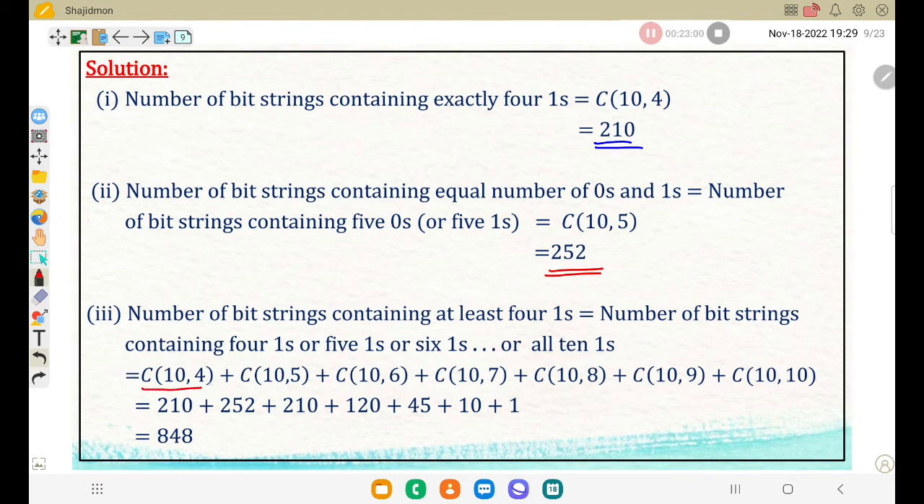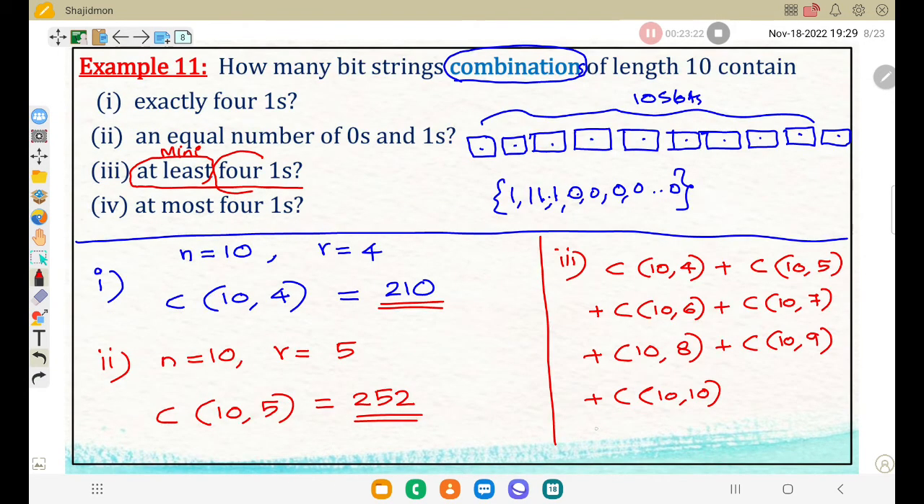See, combination of 10 4, 10 5, 10 6, 10 7, 10 8, 10 9 and 10 10, correct? Containing 4 ones, 5 ones, 6 ones, 7, 8, 9, 10. So totally you are getting 848. You can calculate separately, or once you enter it in your calculator, you will get the answer. So what answer are we getting? 848. Now the fourth one: at most 4 ones.